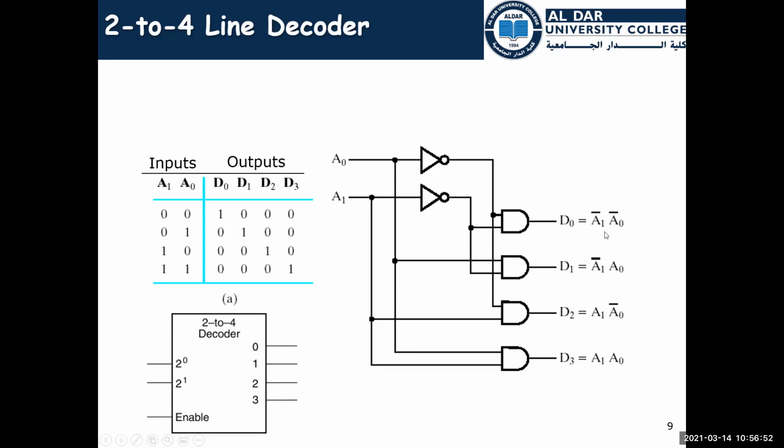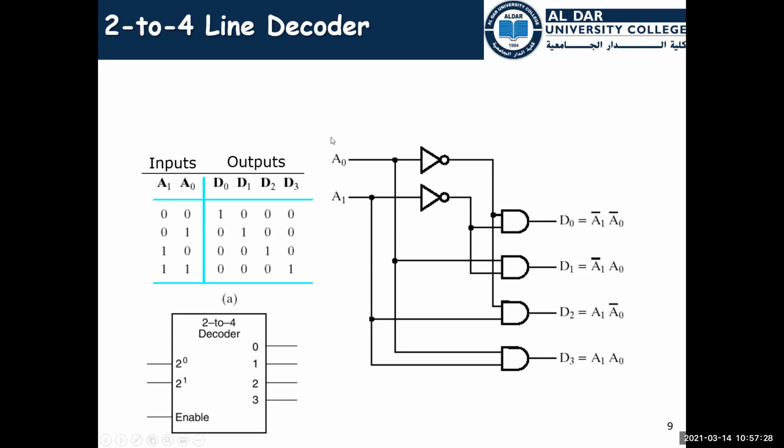So D0 will be active if A0, A1 equals 00. Okay, this is straightforward. I think you understand it. For example, if I want to represent D3, D3 is A1 equal to 1 and A0 equal to 1. So D0 is like getting the inverted values of A0 and A1, as you see here. Okay, so this is the decoder and this is the circuit of the decoder.